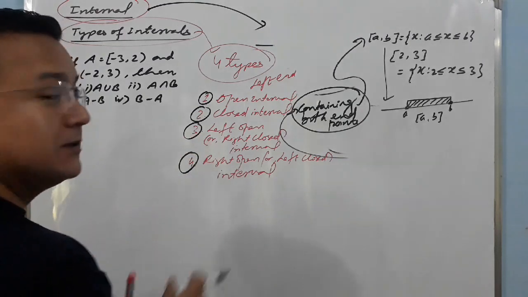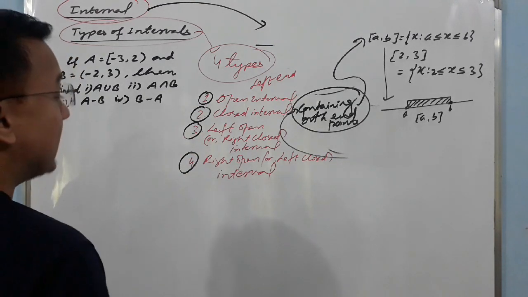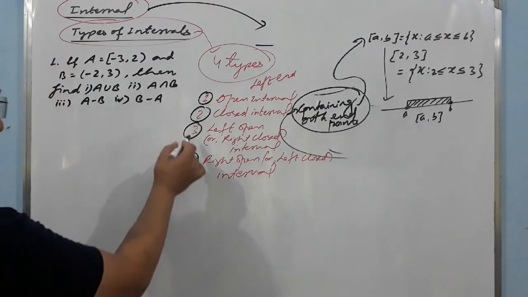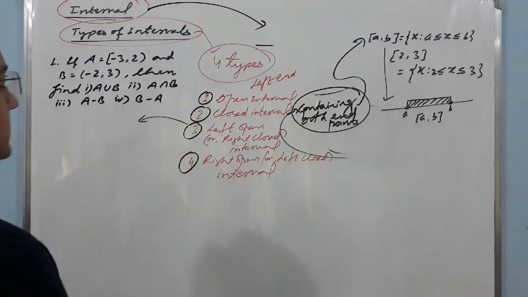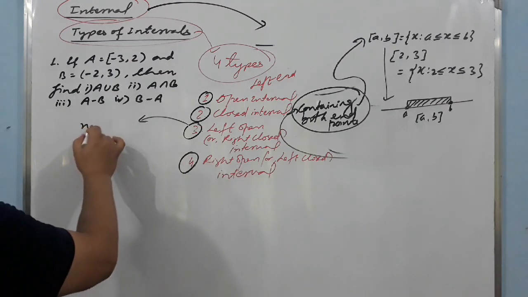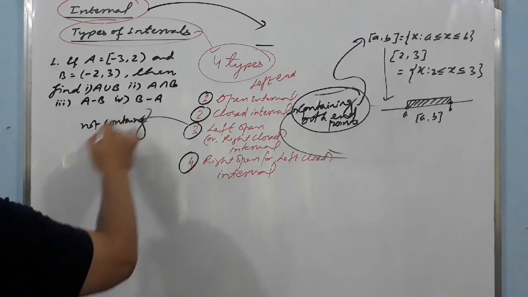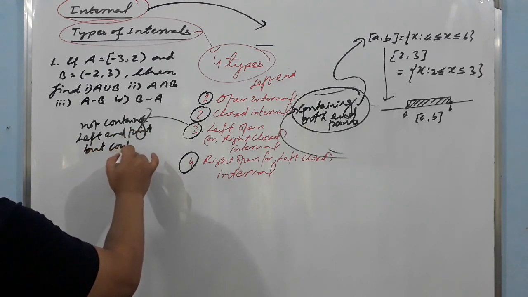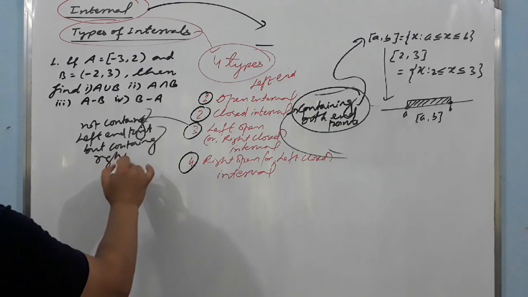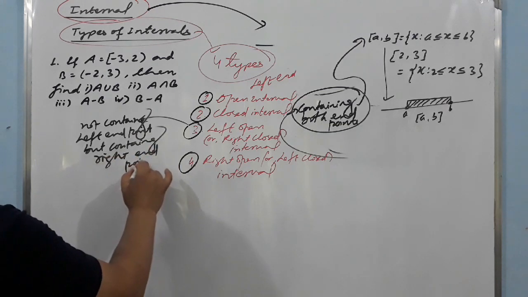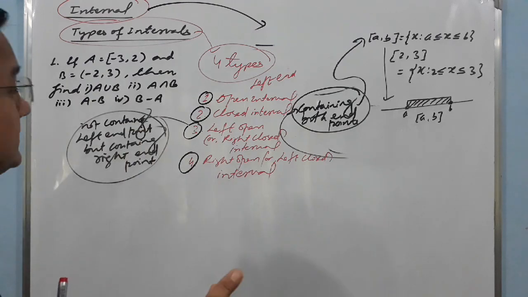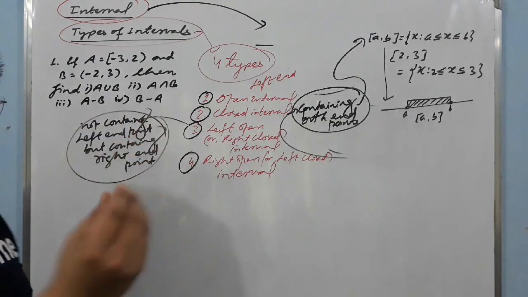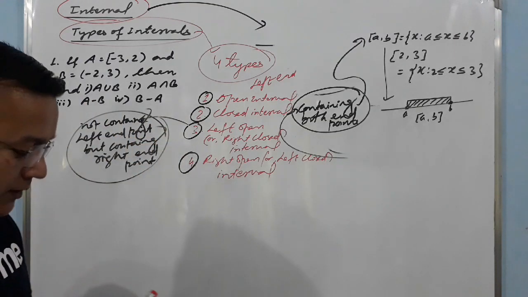Now you can generalize and make the concept yourself to define the left open interval and the right open interval. Left open interval means not containing the left hand point but containing the right end point. So clear? An interval not containing the left hand point but containing the right hand point is called your left open interval.